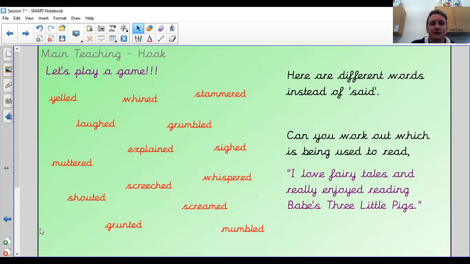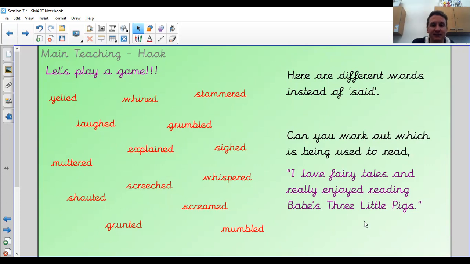I'm going to say this sentence: I love fairy tales and really enjoyed reading Babe's Three Little Pigs. And I'm going to choose one of these words to say it in. So for example, I'll give you the first one. I'm going to choose the word, let's go for laughed, okay? So I'm going to say it as if I was laughing. I love fairy tales and really enjoyed reading Babe's Three Little Pigs. Okay, how did I say it? Well, I said it and I laughed as I was saying it, okay?